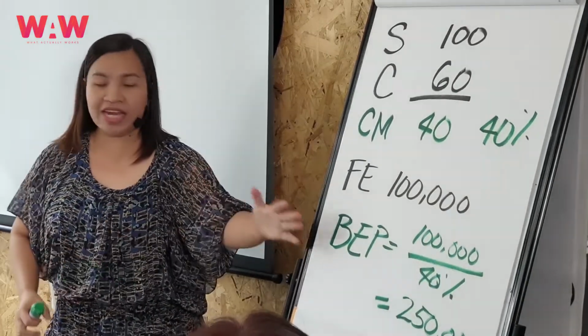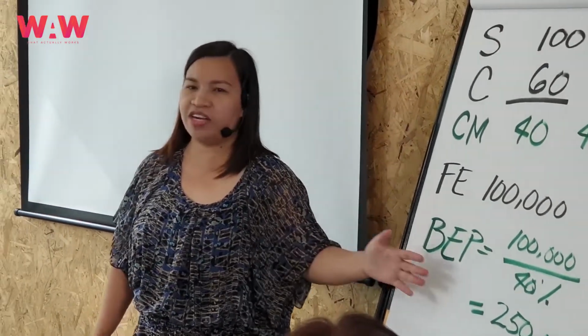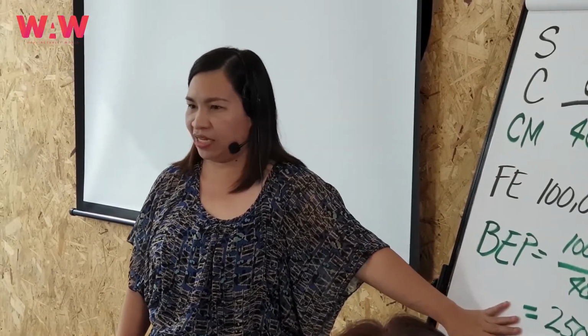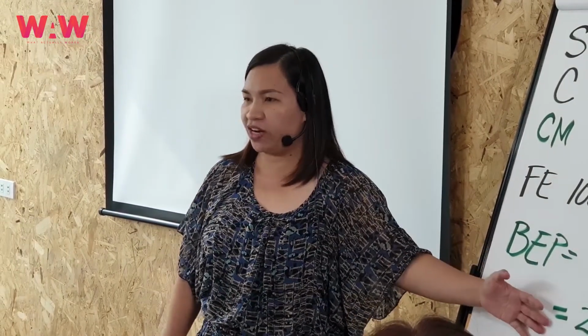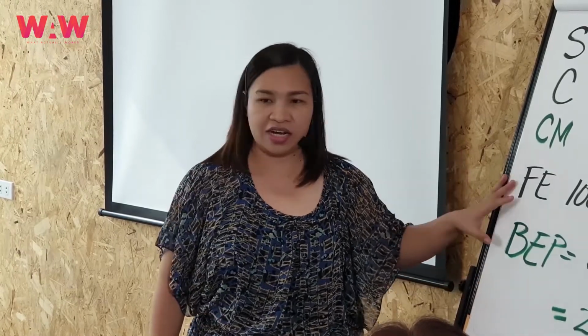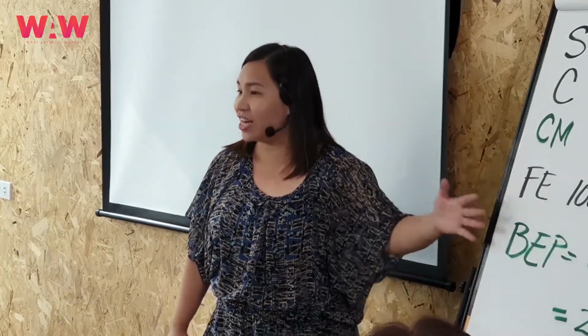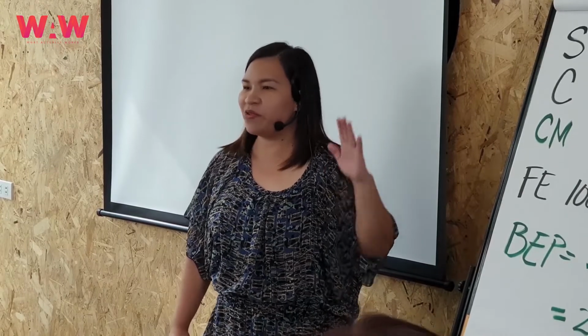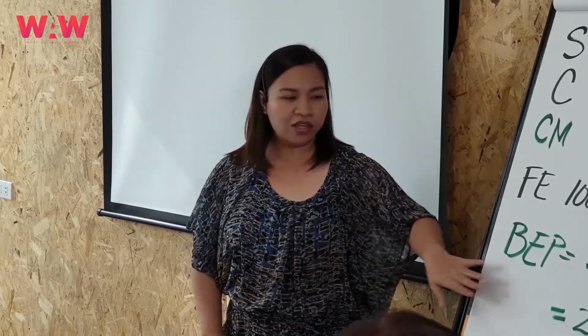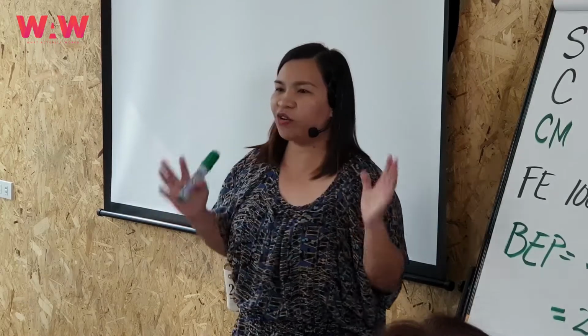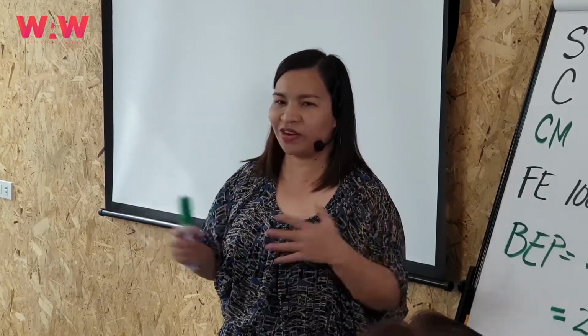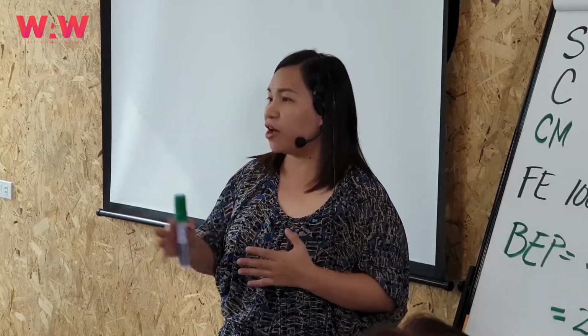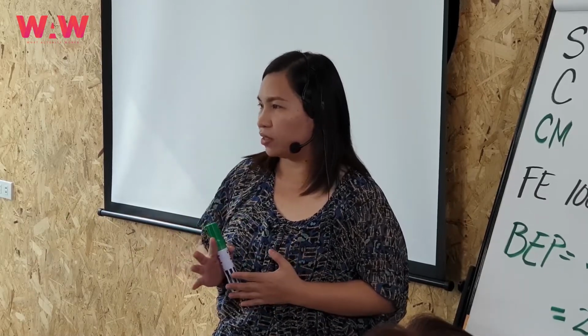Any sales below 250,000, you're losing money. Any sales above 250,000, you're earning. So what should be the minimum sales? Okay? 250. But according to the experts, we should at least have 10% buffer. So that means not just 40%. So you add additional 10%.